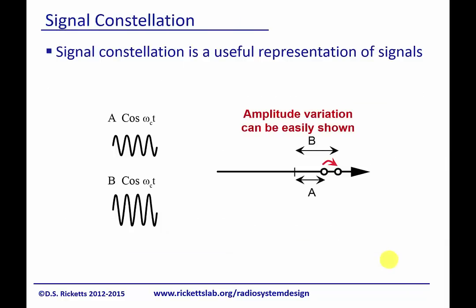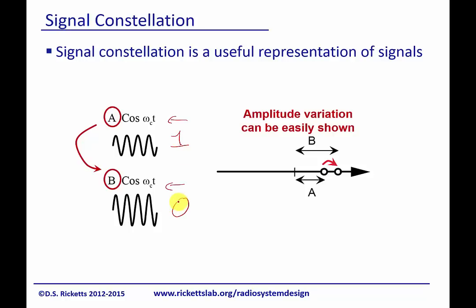So I want to talk a little bit about the concept of a signal constellation. We have two signals on the left here. One is A cosine omega t, and we have B cosine omega t. And maybe what we're going to do is shift between A and B, where this represents a 1 and this represents a 0.